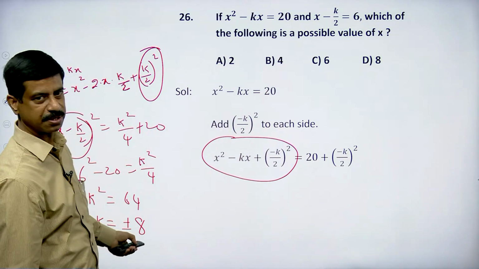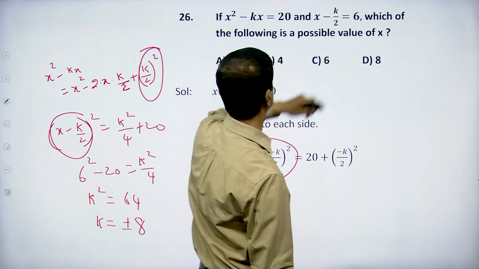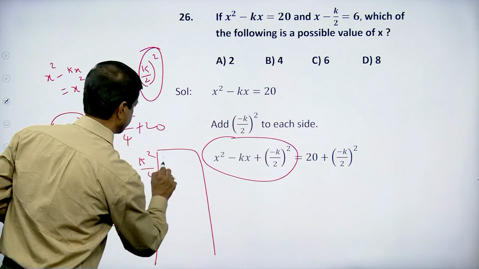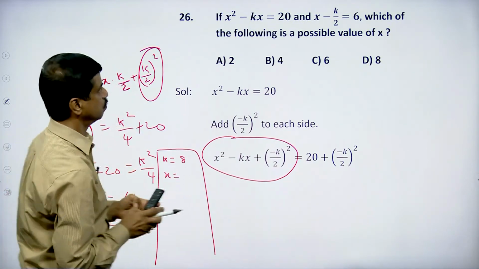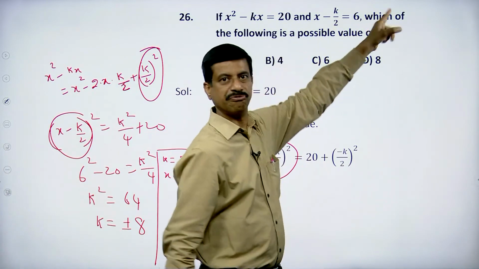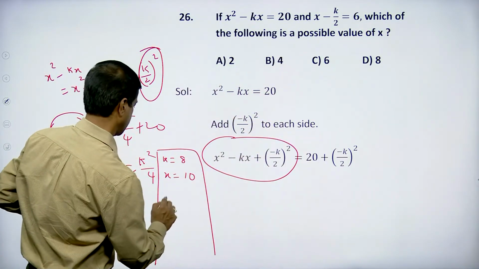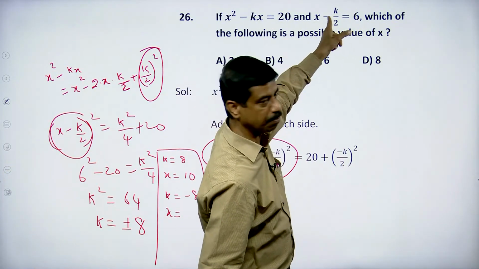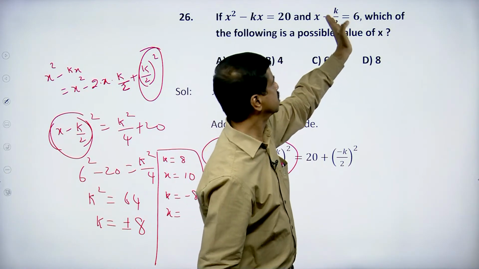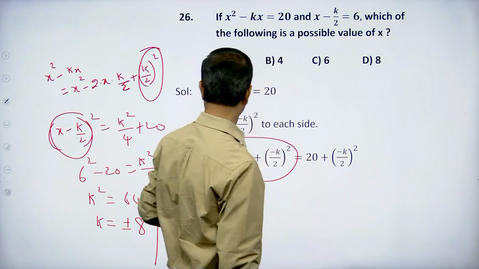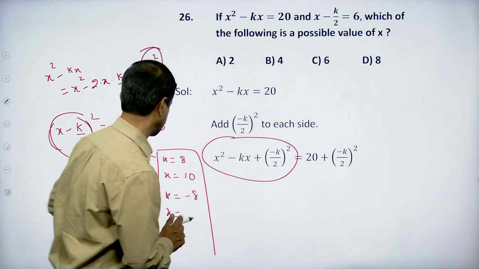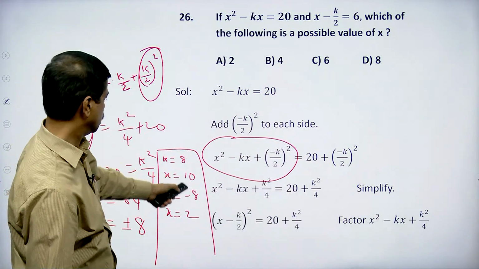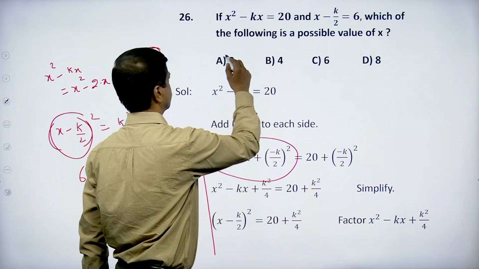If k is plus 8, you will get x minus 8 by 2, which is 4, x minus 4 is 6, so x equals 6 plus 4, that is 10. If k equals minus 8, minus into minus is plus, and when plus goes to the right it becomes minus. So k by 2 means 8 by 2 is 4, and 6 minus 4 is 2. So which options are there? You have 2, so option A is the answer, right children?